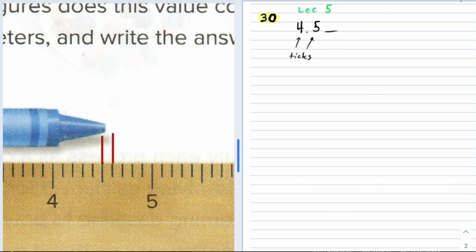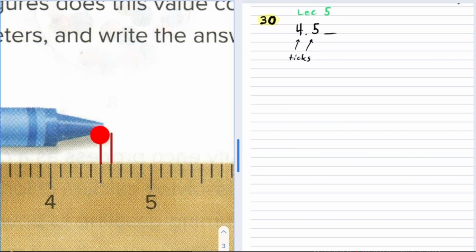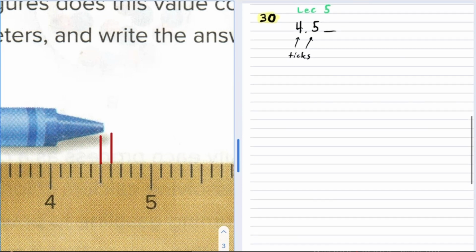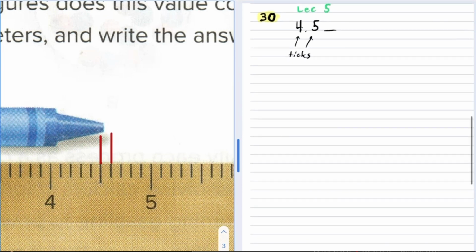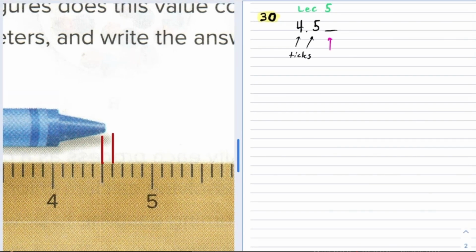But where we might differ a little bit is, how far between 4.5 and 4.6 is it? And so you have to estimate. You always estimate the last digit in a measurement. So here, this last one right here, I'm going to color that pink. This is always the estimated digit. The last digit in a measurement is estimated.